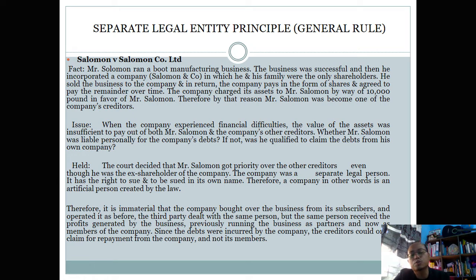Therefore, there are two legal issues involved in this case. Number one is whether Mr. Solomon was personally liable for the company's debt, since he was the founder of the company. Previously, the business was owned by Mr. Solomon, he is the owner of the business. So whether he was personally liable for the debt incurred by the company. Number two is, if not, was he qualified to claim the debt from his own company?